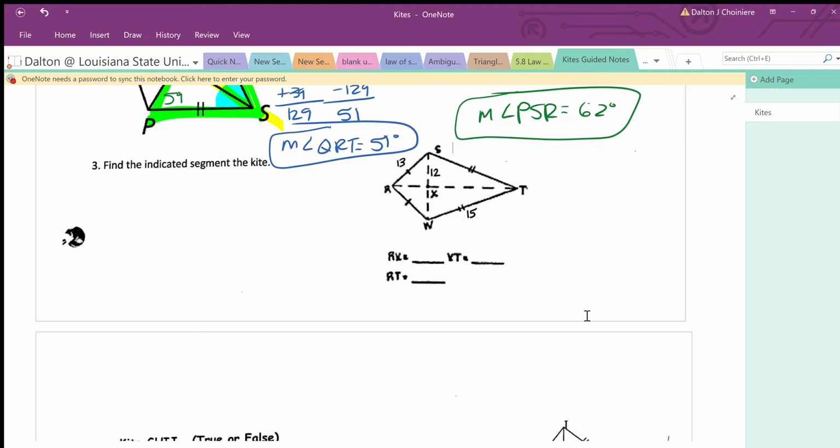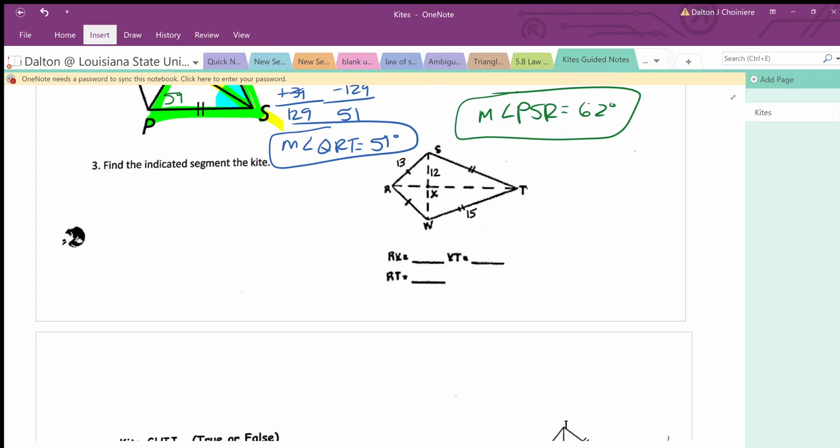Okay, our last example, it says find the indicated segment. Find the indicated segment of the kite. I don't even know what that means, but I do know that I'm just going to solve for these three lengths here. Now, notice this is different. The first question is, what is RX?